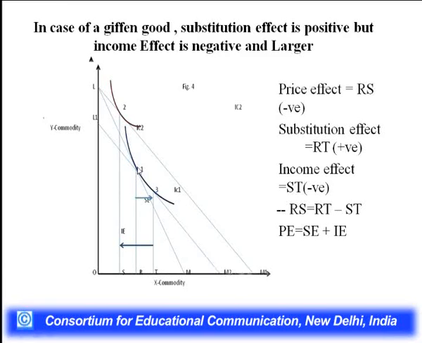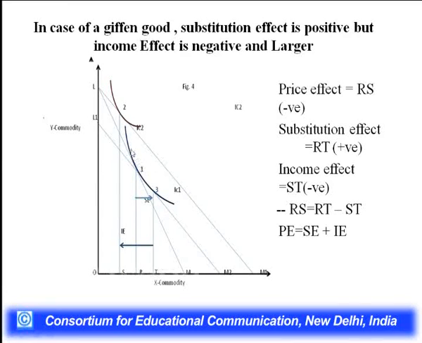No doubt the equilibrium position has changed from 1 to 3, showing that he is now buying more of the commodity as compared to OR, he is buying OT. So RT is the substitution effect, that is positive.